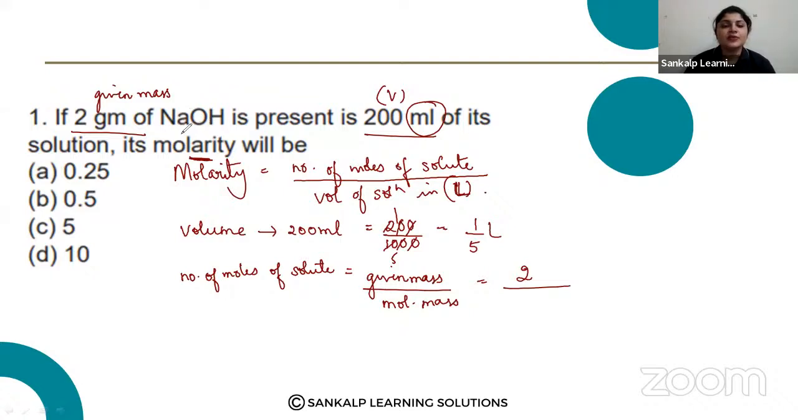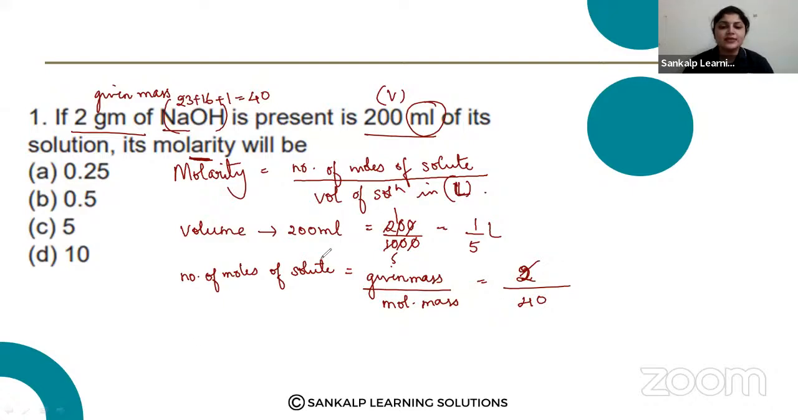Okay, what is it? It is 40. How? Sodium is 23, oxygen is 16, and hydrogen is 1. So it comes to be 40. So this is the molecular mass of NaOH. So it comes to 40. So this, okay, I'll keep it as it is, 2/40.